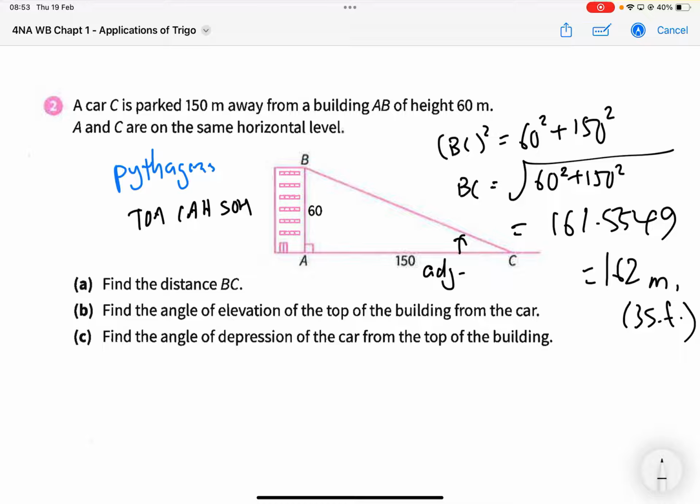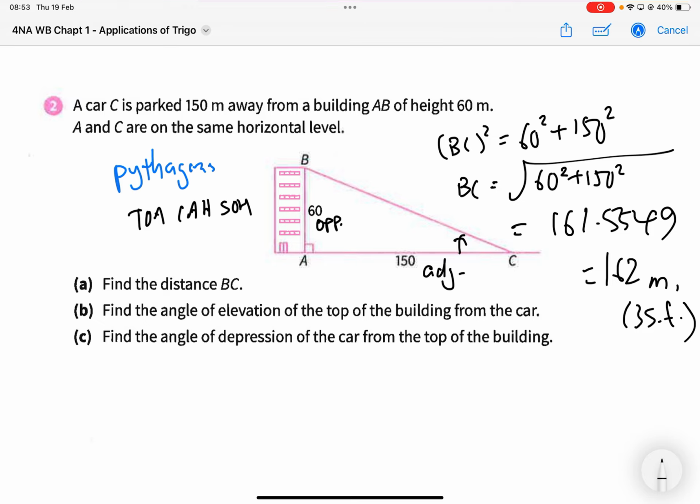Then opposite, 60 is my opposite of this angle. Okay? So to find out more about this angle, I need a ratio of this angle that links opposite and adjacent. Then I look at my Tuakaso. O and A, opposite, adjacent.